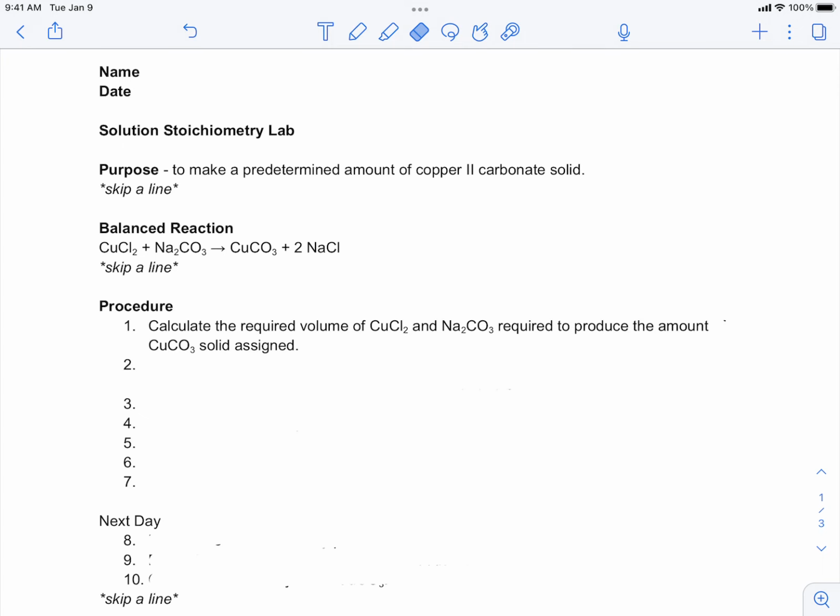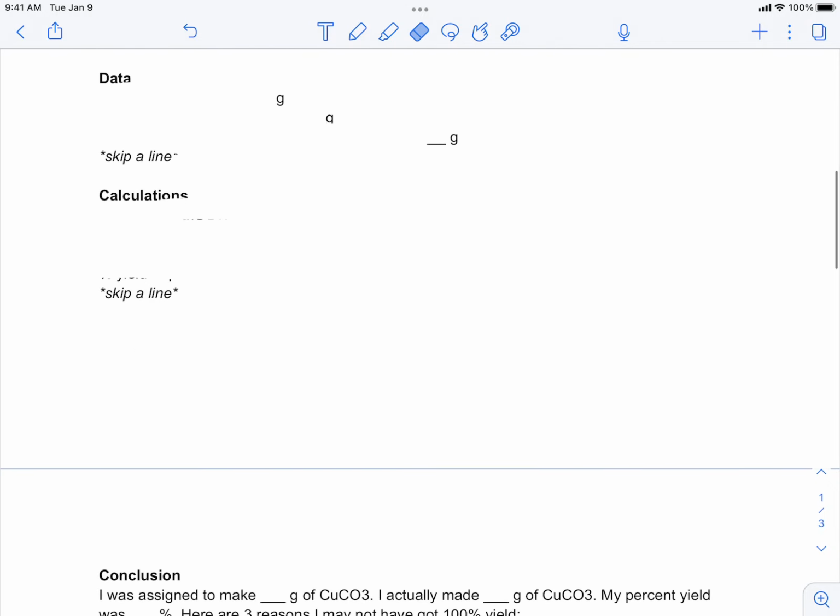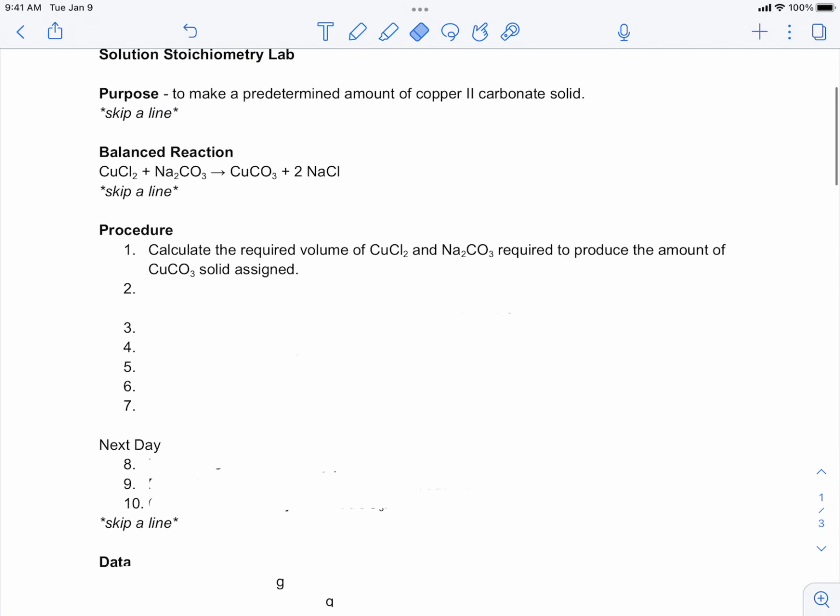All right, so what you're going to do is calculate first the required volume of copper chloride and sodium carbonate required to produce the amount of the copper carbonate solid. I already did that for you. Okay, that's what we just did. And you're going to put that down here where it says calculations. Okay, but you don't have to do that right now. You have to write all these words. Again, all of the words you're looking at, including the procedure.